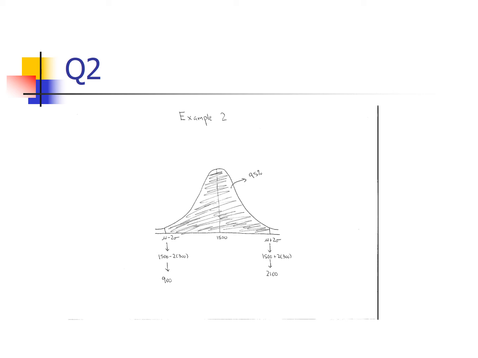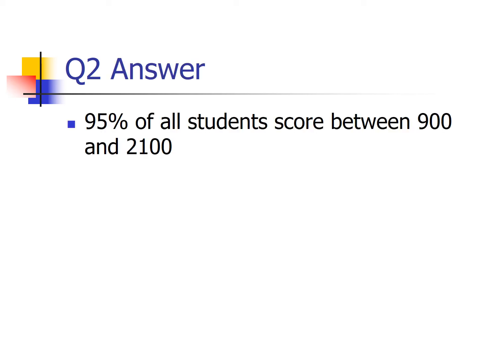And so at this point, it's just figuring out what that is. Well, the mean's 1500. A standard deviation is 300. So, right, 2 standard deviations is 600. So my upper bound is going to be 1500 plus 600. My lower bound is going to be 1500 minus 600. And so that, as we can see, gives me the answer: 900 to 2100. And so there we are. 95% of all students score between 900 and 2100.